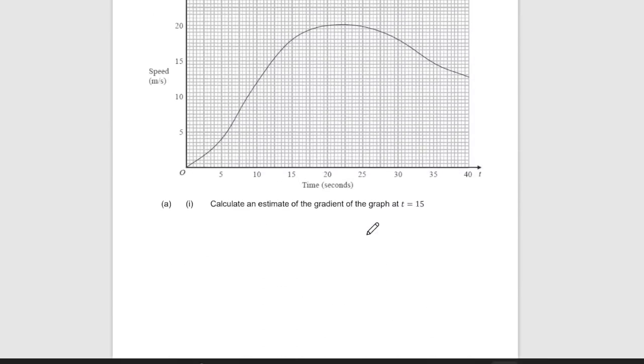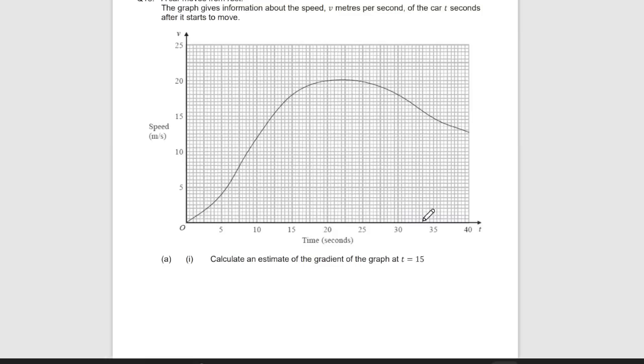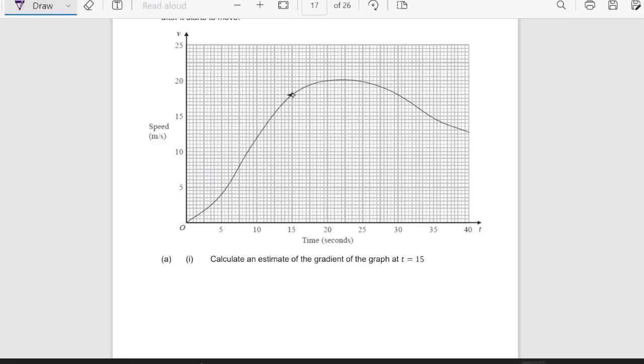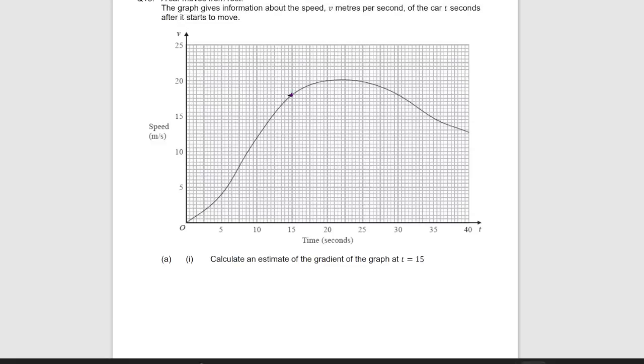Okay, and then the final question. So cars moving from rest. Graph shows information about the speed. So we've got a speed time graph. Calculate an estimate for the gradient at 15. So at 15, we need to create a tangent to the curve. So the line just touches, I'm going to call that my line. And then we need to work out the gradient of that line.